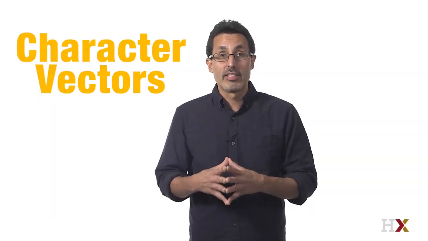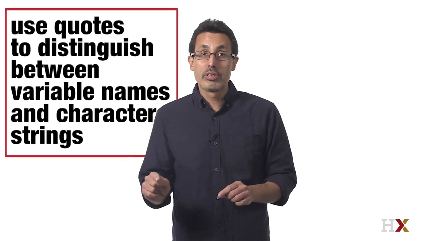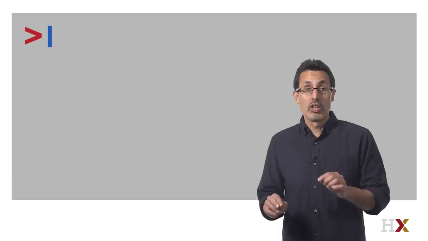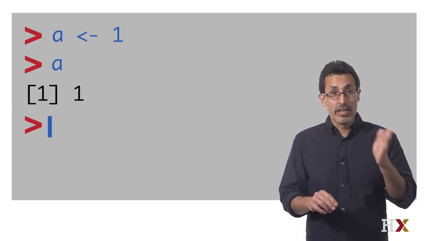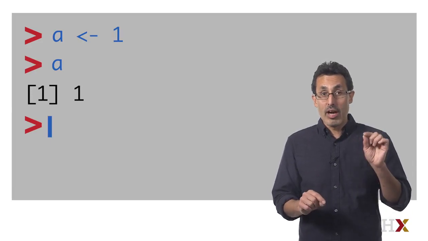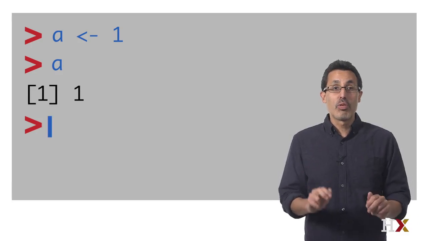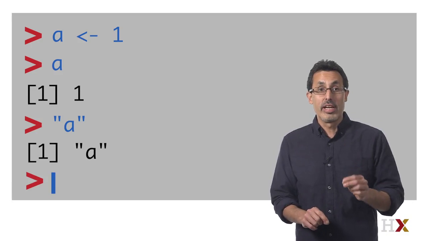Now let's talk about character vectors. We can store characters in R as well. Because variables also use character strings, we're going to use quotes to distinguish between variable names and character strings. So if I type a and assign 1 to a, the variable a is 1. So if I type a in R, I get back a 1. However, if I want to now work with the character string a, I need to use quotes. So if I write quotes a, then I get back the character string a.